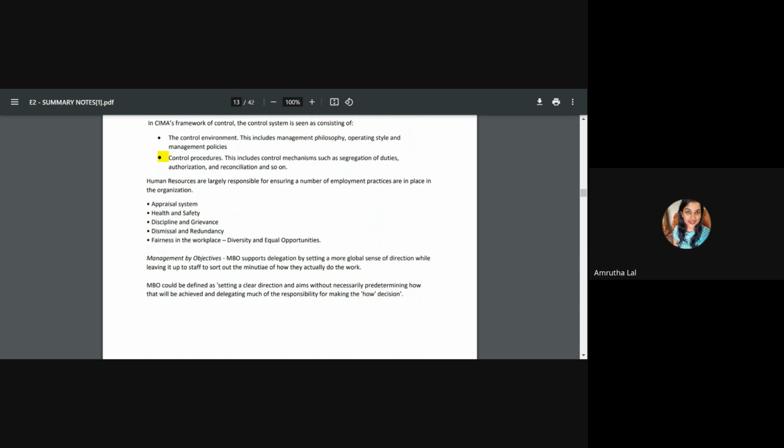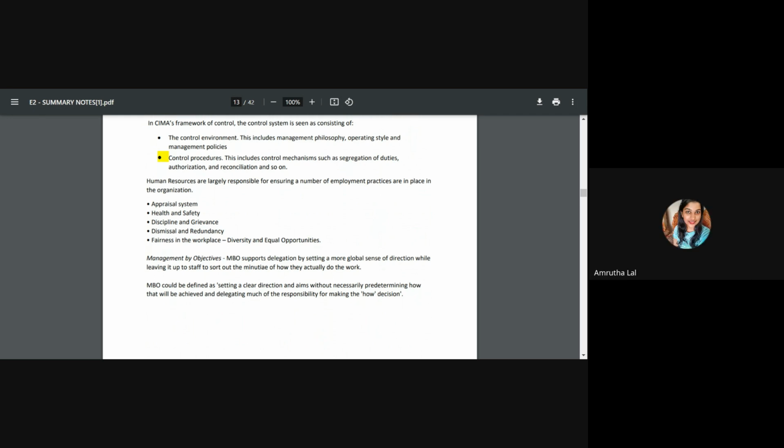What does HR do? They establish clear policies and procedures. HR helps create a structured environment where expectations are clear to the employees and they understand their roles and responsibilities. Is it not their job? Okay, so some of the key areas in HR's control is the appraisal system. What is an appraisal system? Can somebody explain it to me?